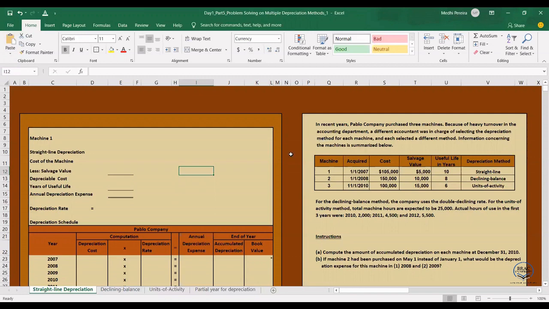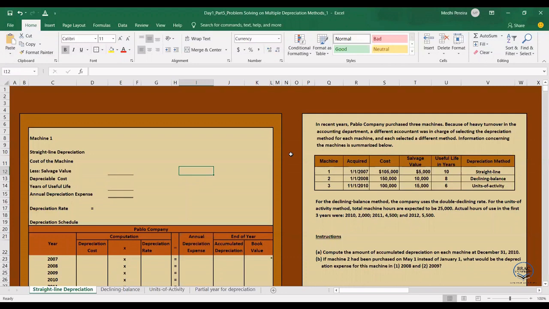Hi students, since we have finished our chapter on fixed assets and we have learned about the three kinds of depreciation methods, that are straight line depreciation, the declining balance depreciation, and the units of activity method. So here let us try to solve a problem regarding the depreciation methods.